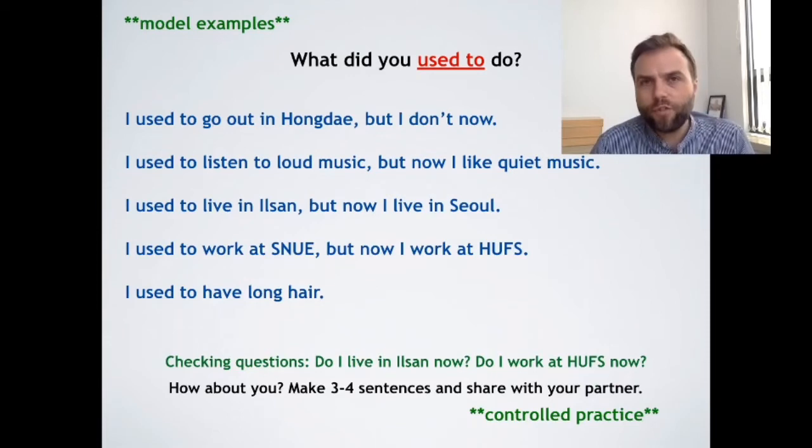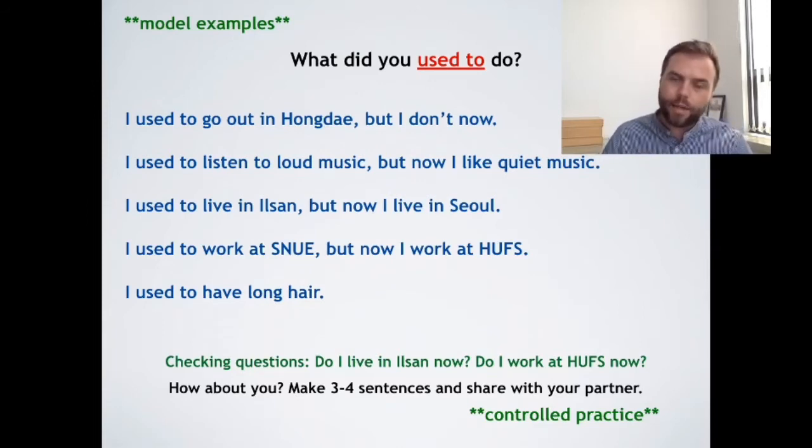So, after providing a few examples, helping them to understand the meaning, they can start getting into creating their own examples. Okay, so here's a little task for you. How about you? Make 3 or 4 sentences and share with your partner. Okay, so give some time.